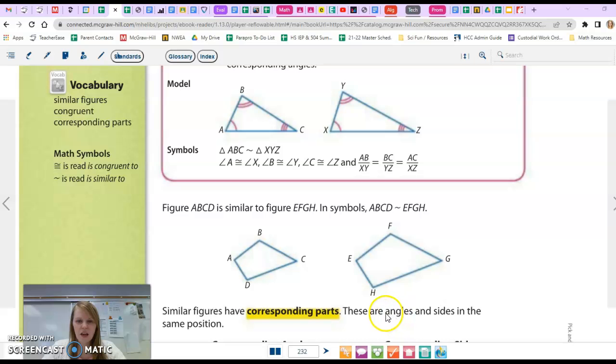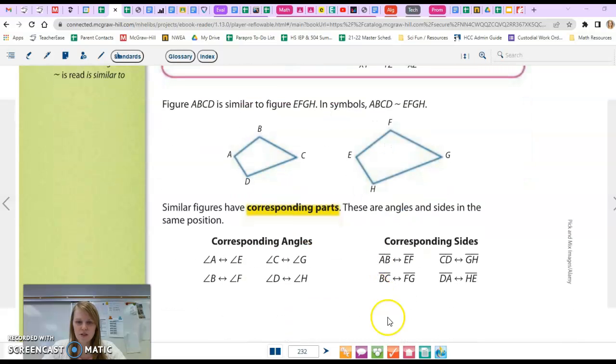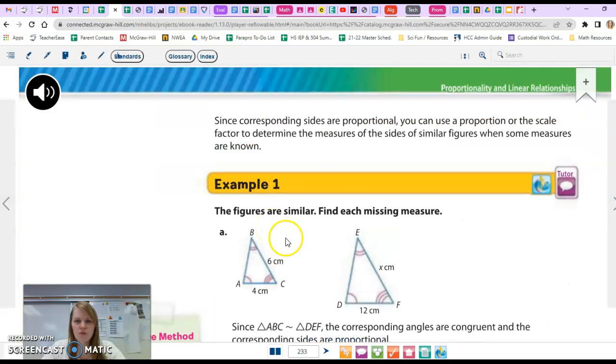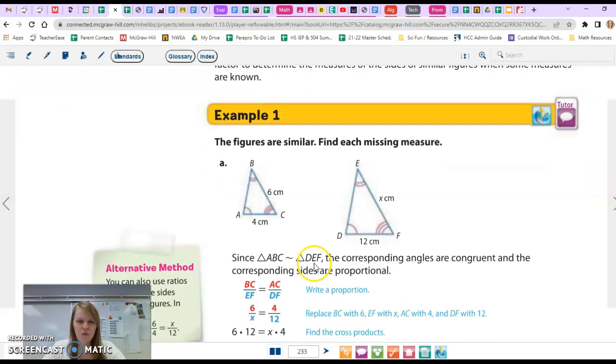That means the angles and sides are in the same position, so we can call them corresponding side lengths. When they correspond, again, they might not be equal, but they match up. So this says here, if they're proportional, then you can use a proportion or a scale factor to determine the measures of the sides of similar figures if some are known. We have to have some known before we can move forward with the rest of it.